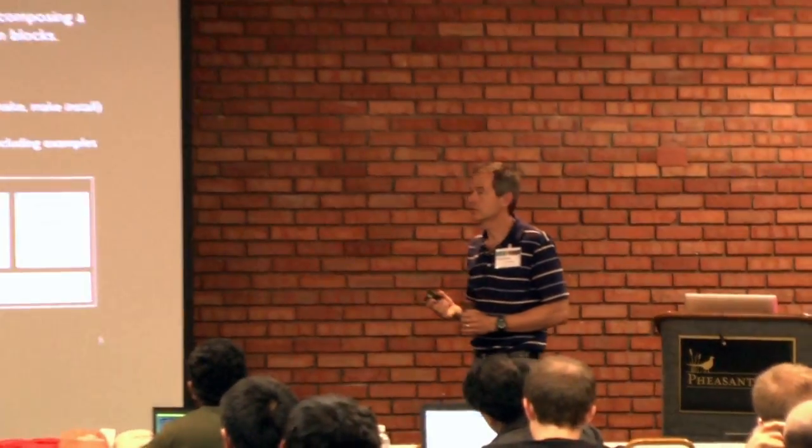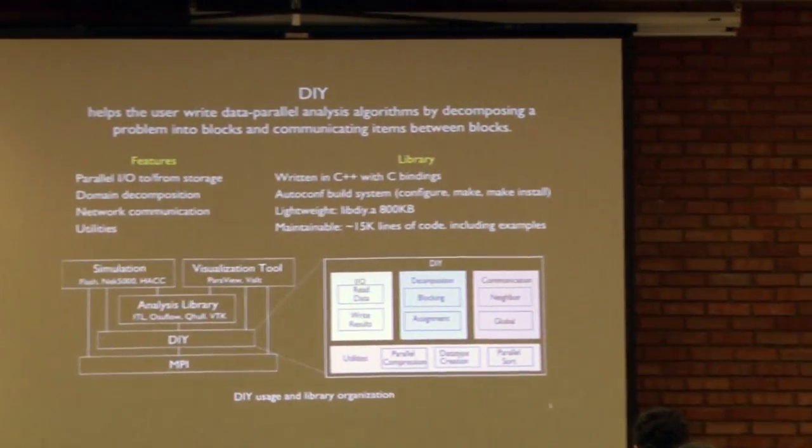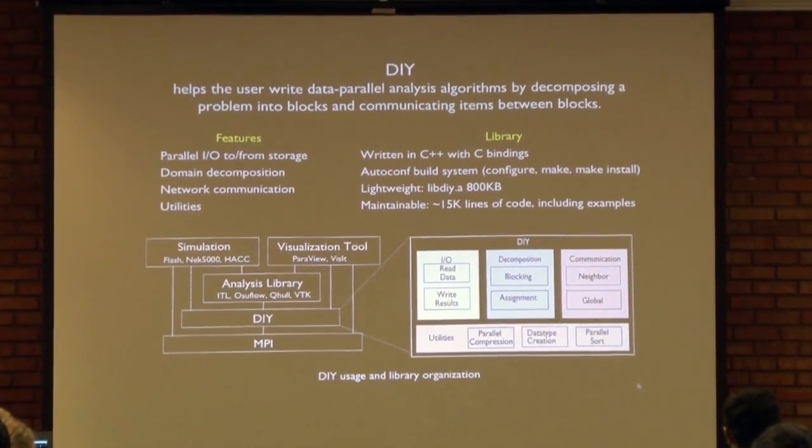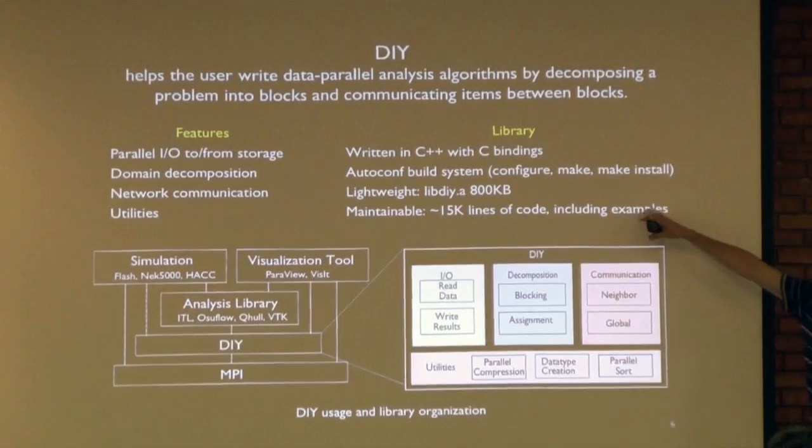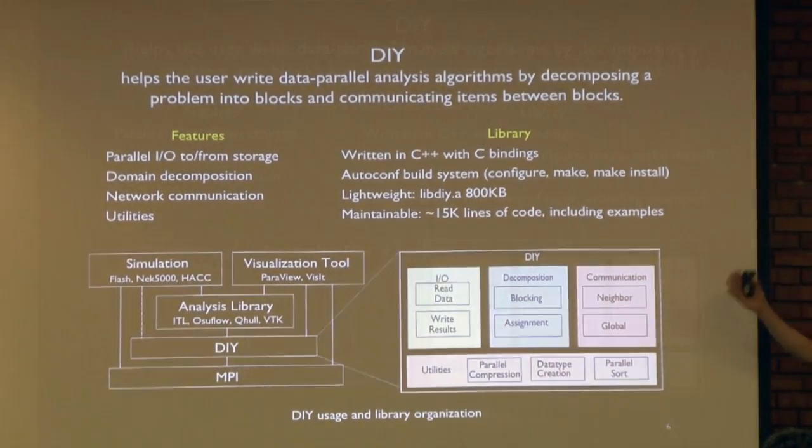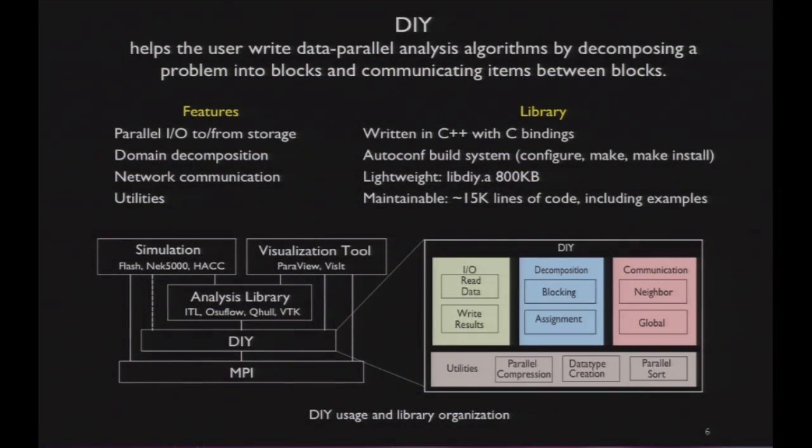Stop me with questions at any time, of course. And so this is DIY. It's a small, lightweight parallel library, less than a megabyte, so no need to modularize. It's already a fairly small amount of code. You've seen 20-year projects with 1.5 million lines of code; this is a couple-of-year project with 10 to 15,000 lines of code. So it's fairly small. You could download this and actually read the source code, and it's not that bad.